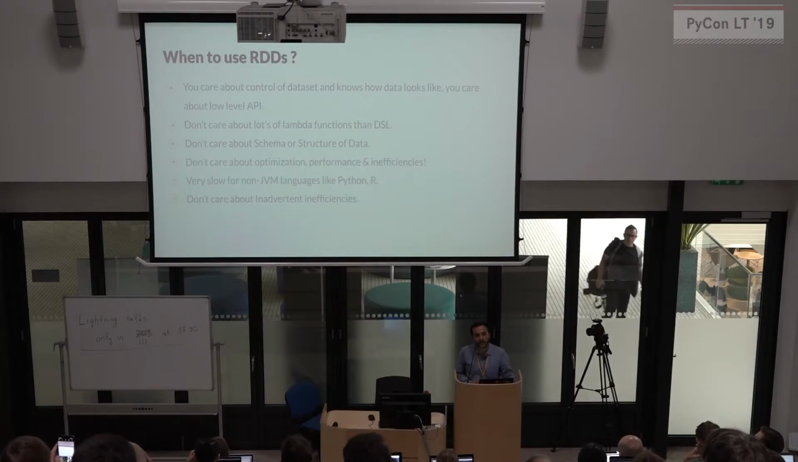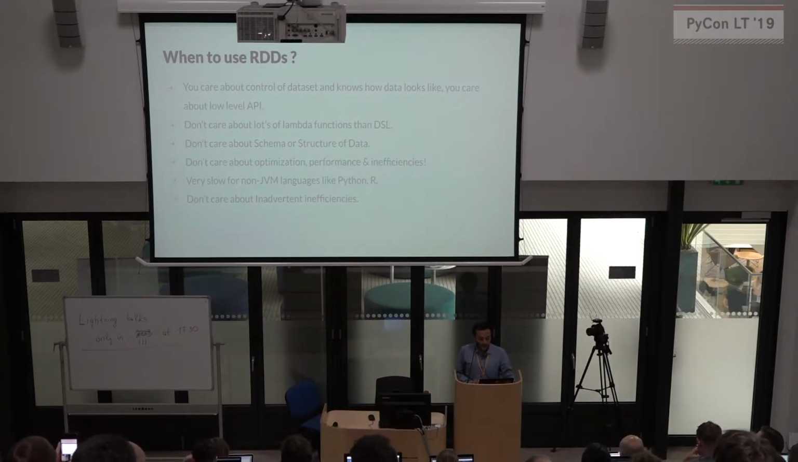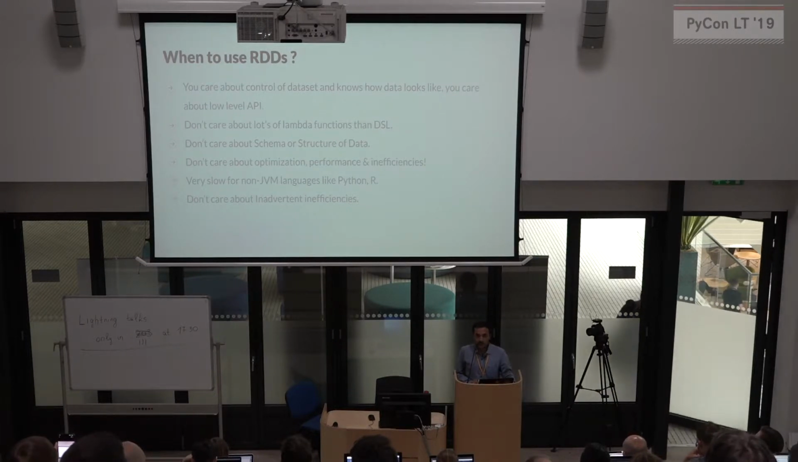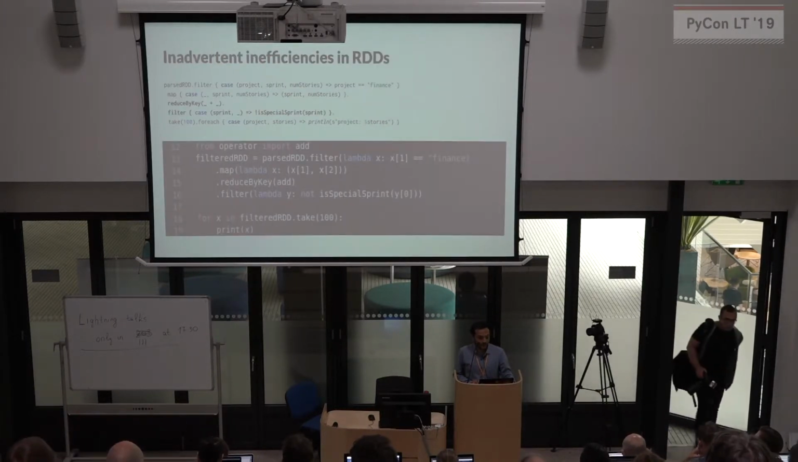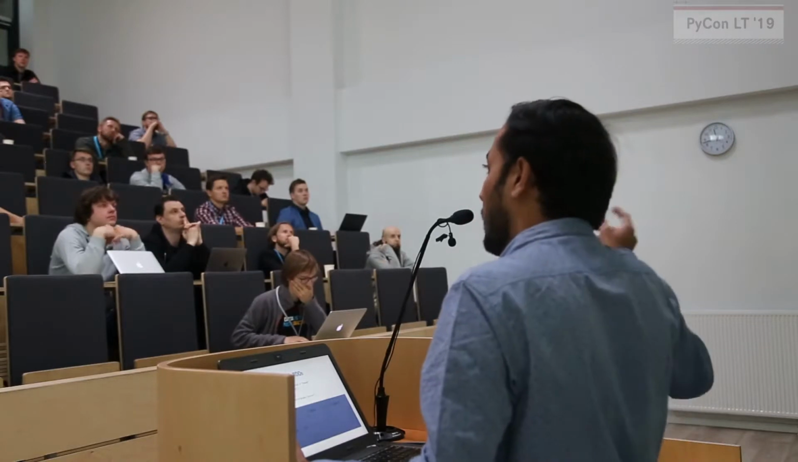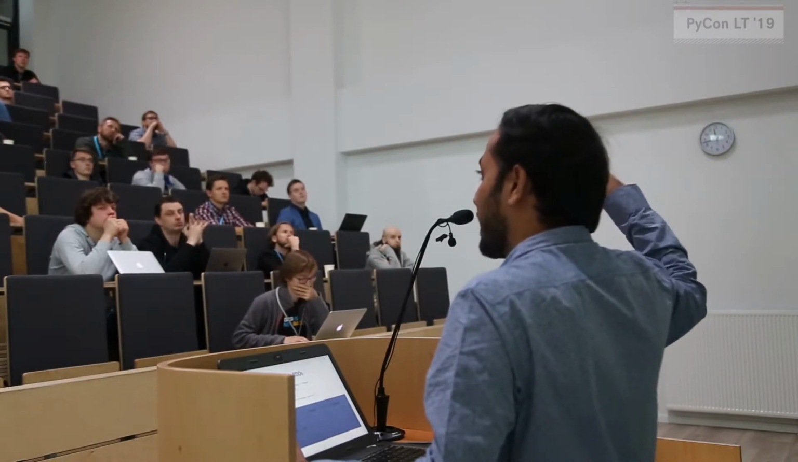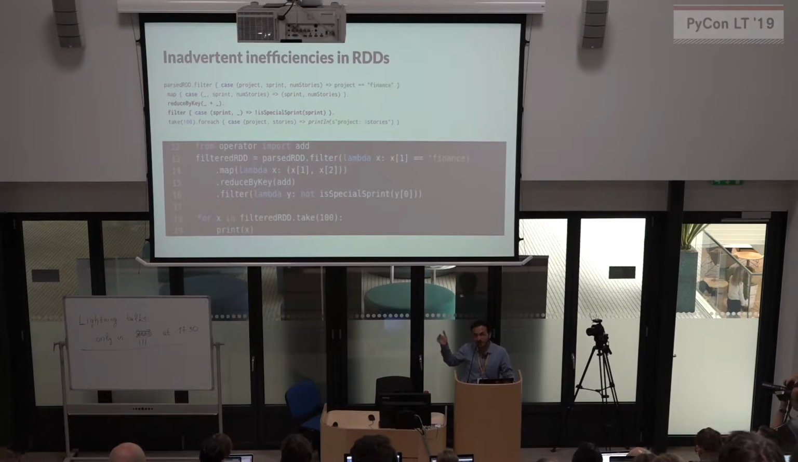What does it mean? If you look at this example, at line number 15, I'm doing reduceByKey, which does a shuffle across the entire cluster, and then I'm applying the filter. So the order of the functions is not correct here. If you do the filter first and then reduceByKey, you get only the data that you need, and then you can shuffle that.